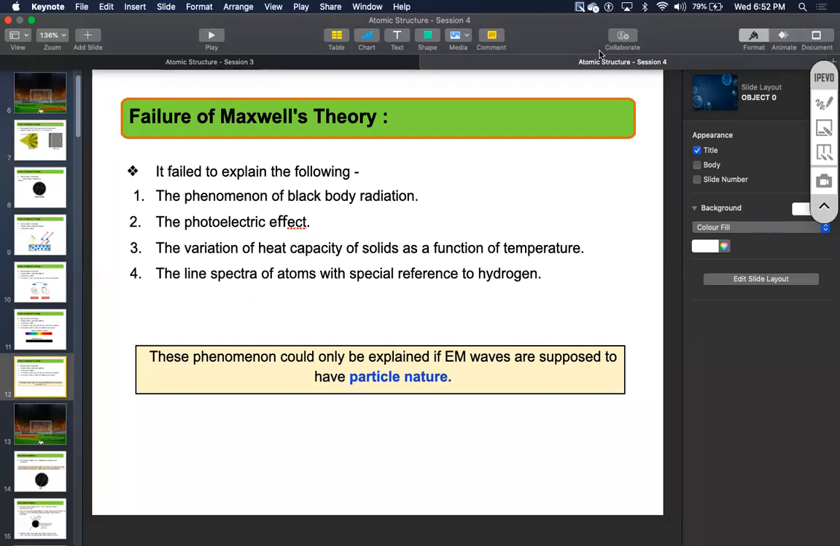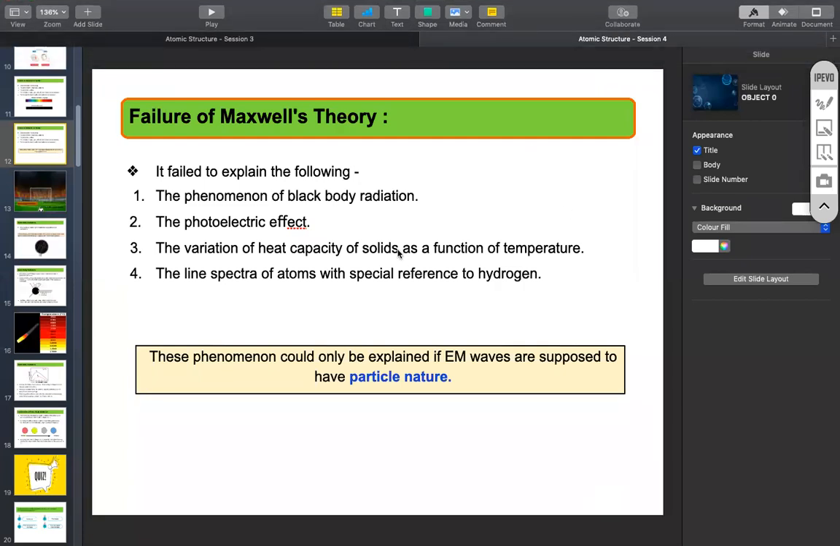Guys, audible? Okay. Have you written this? Let us start with the black body radiation.